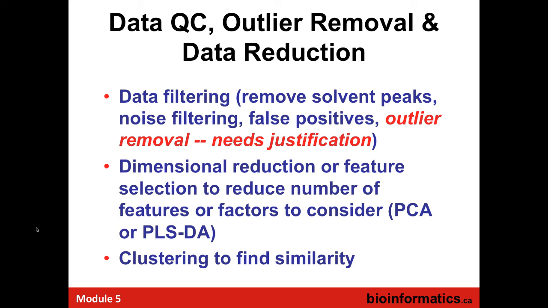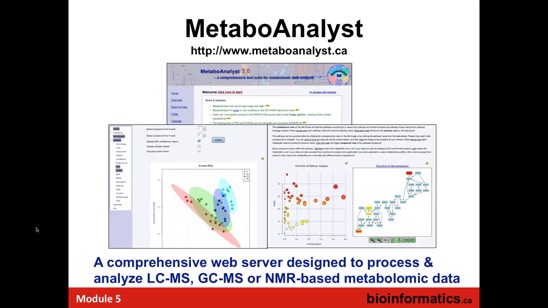So anyways, we could go on and on about that, and we can talk about that maybe in the lab. So data filtering, as I said, is one that people make many mistakes on. Dimensional reduction, PCA and PLSDA, something that Jeff talked about. And we also talked a little bit about clustering as well, which, again, helps with similarity detection. All of these tools, these techniques that we introduced have been incorporated into MetaboAnalyst.